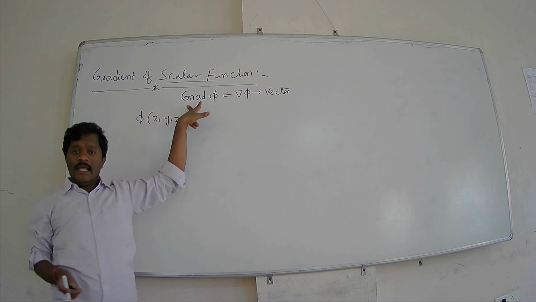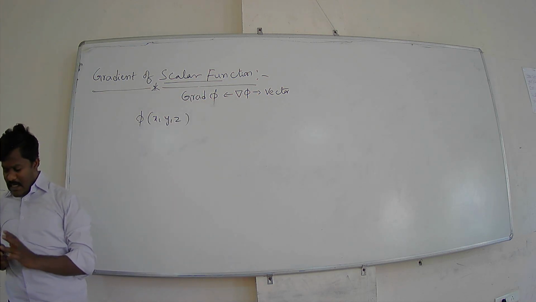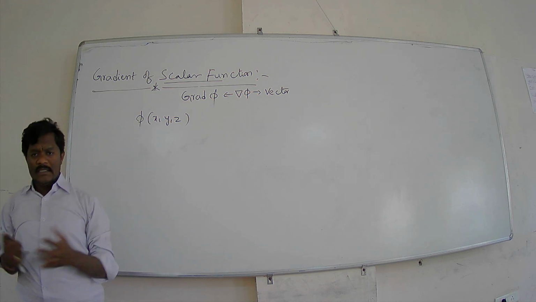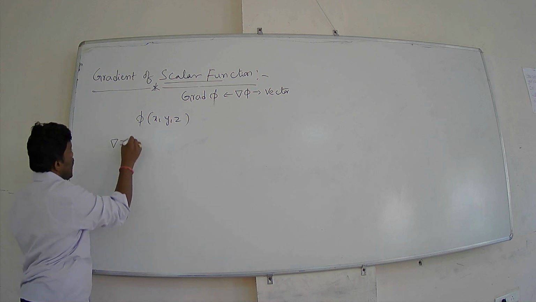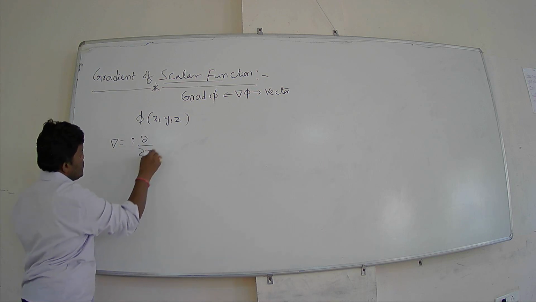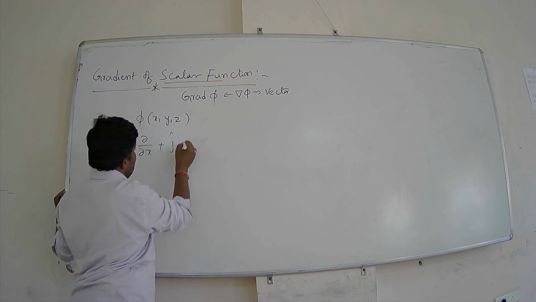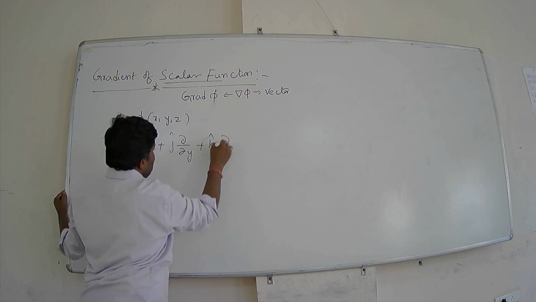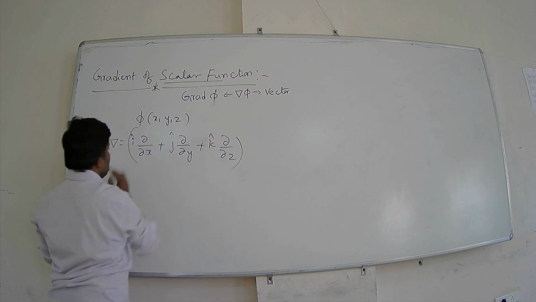Then you know what is meant by del also. Del is equal to i cap dou by dou x plus j cap dou by dou y plus k cap dou by dou z. So this is del.